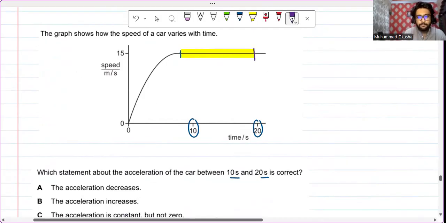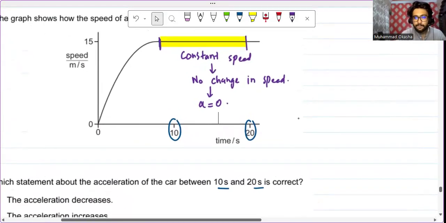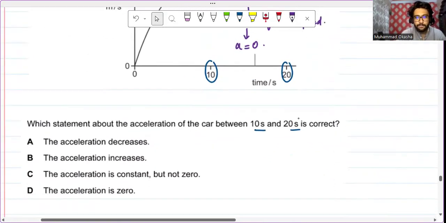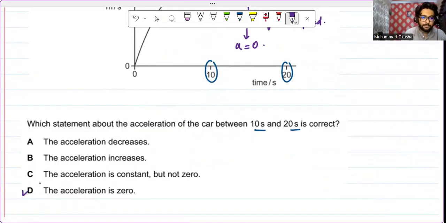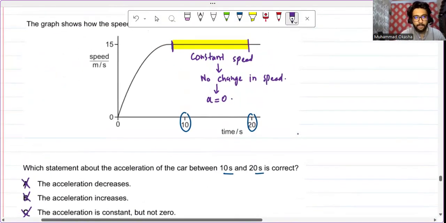If you notice, whenever you have a constant speed, can I say no change in speed? Because the speed is not changing, right? Which means acceleration is going to be 0, right? Acceleration is the rate of change of velocity. So if there is no change, there is no acceleration. The acceleration is 0. Acceleration does not decrease or increase. Acceleration is 0. So D is your answer.